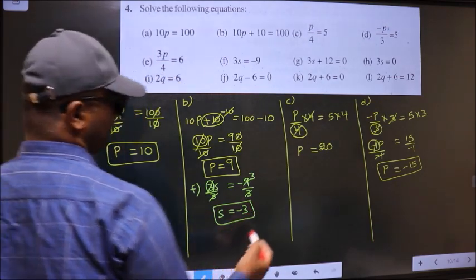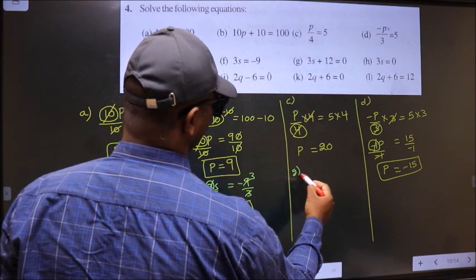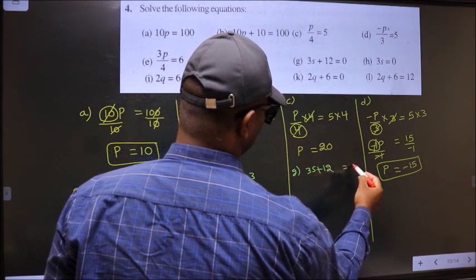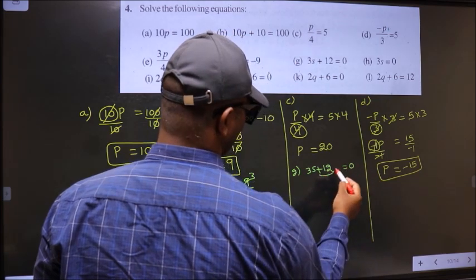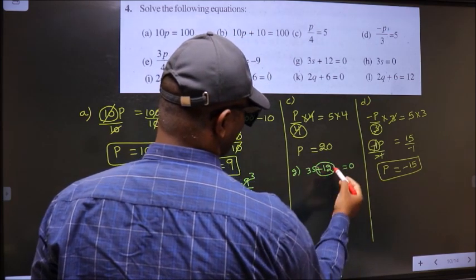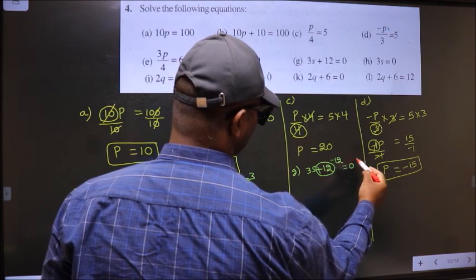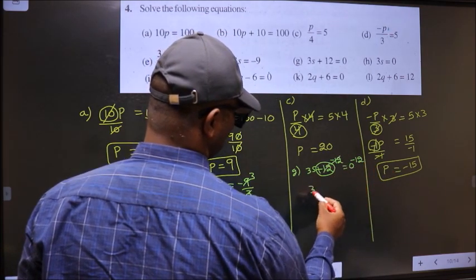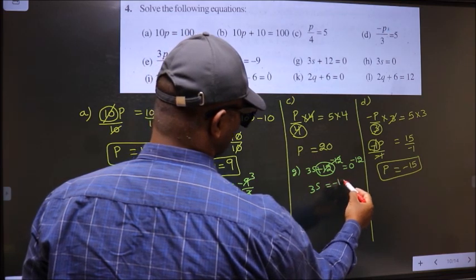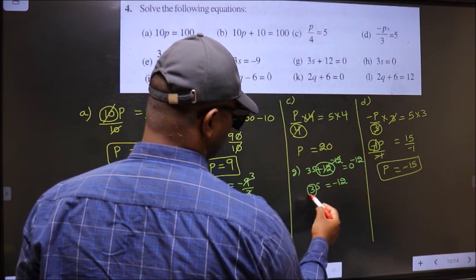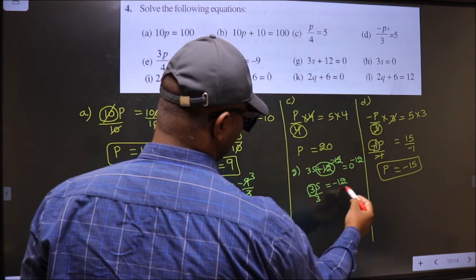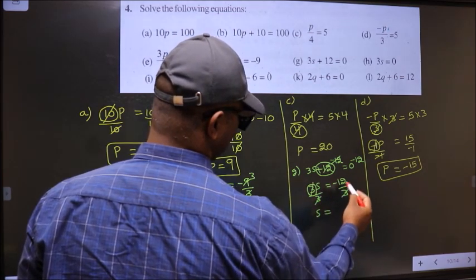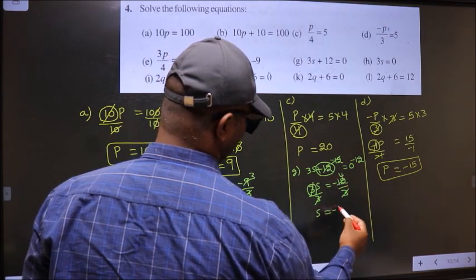Next, G. 3s plus 12 equal to 0. First we should remove plus 12. To remove plus 12 we should subtract 12 on both sides. So this cancels out, you get 3s equal to minus 12. Now we should remove 3, so divide by 3. It cancels out, you get s equal to 3 ones are 3, 3 fours are 12, minus 4.